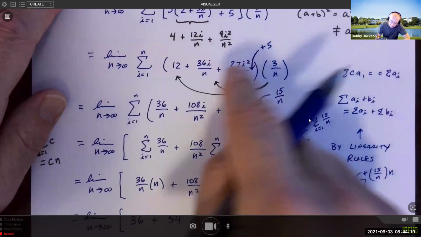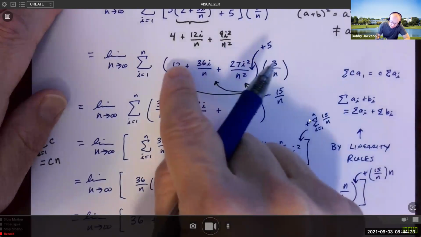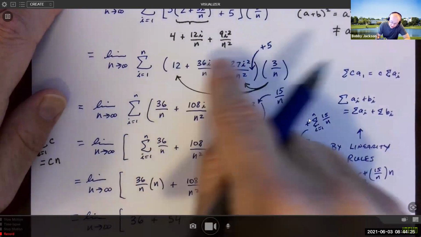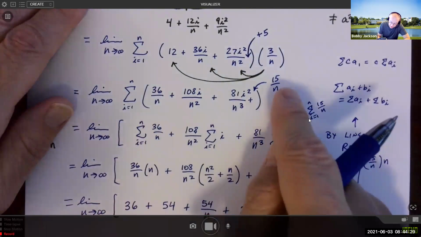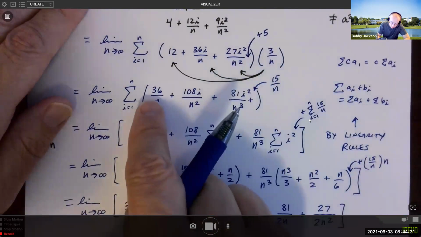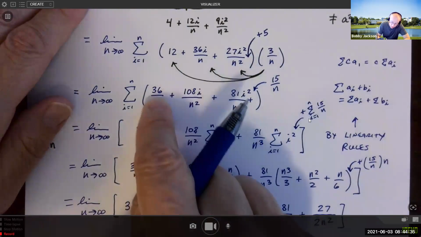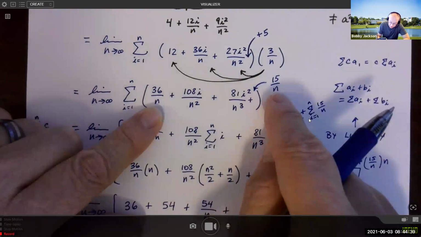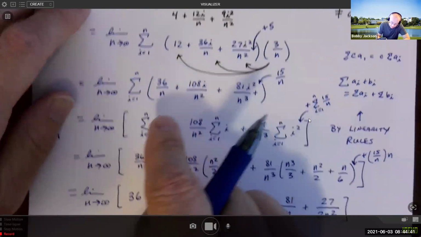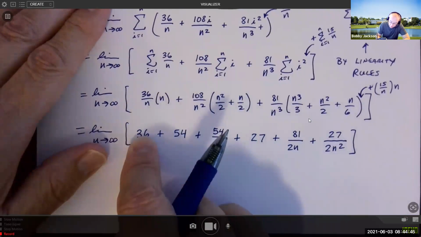If I remember to do it, what I would have done first here before distributing the 3 over n, I would have gone ahead and done 12 plus 5 is 17, right? And so I would have 17 times 3, which is 51 over n. That's exactly what 36 over n plus 15 over n is, right? So I would have 51 over n times n, I'd have 51 here. Okay.